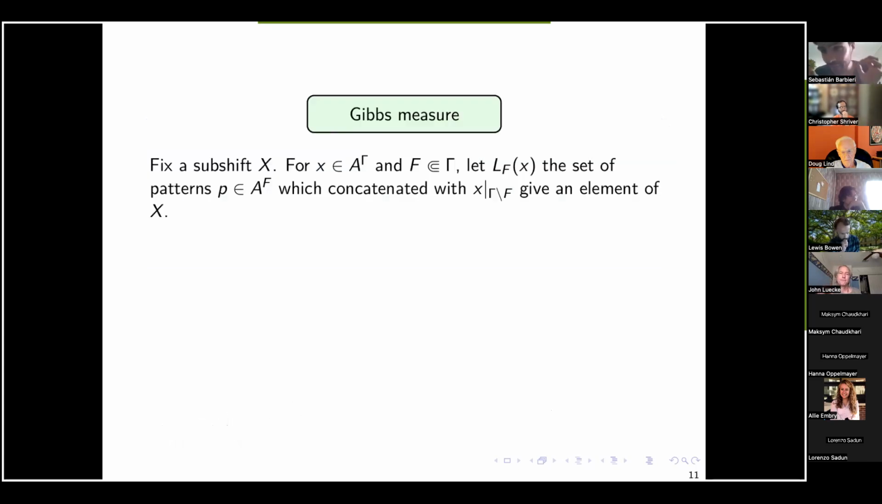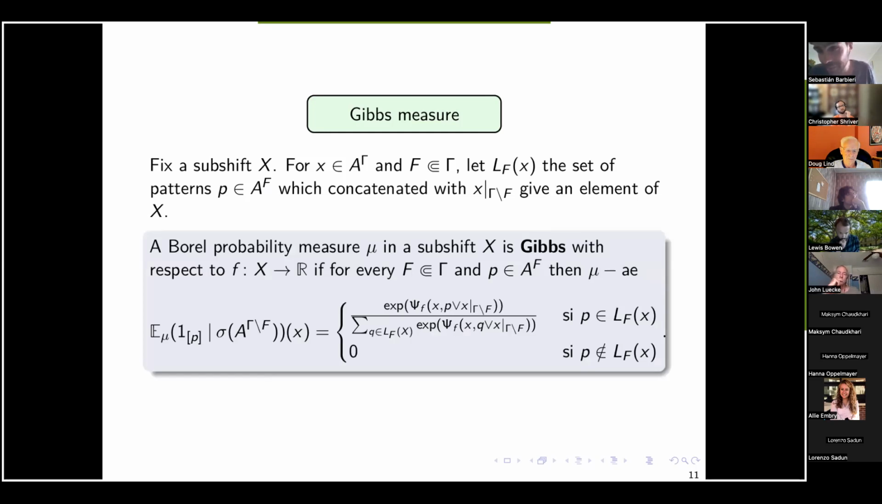All right, so now I can define Gibbs measure. I fix a subshift. For a given configuration and a finite subset F of the group, I'm going to consider L_F as the set of patterns with support F, such that if I concatenate them with x outside of F, they give me a proper element of X. I have a subshift, so there's no reason why, if I grab some configuration, erase F, and plug in something, that should lie in X. I'm just going to denote by L_F of x the patterns that stay there. So this is the definition, and that's why I didn't give it in the first place. It's a little bit complicated.